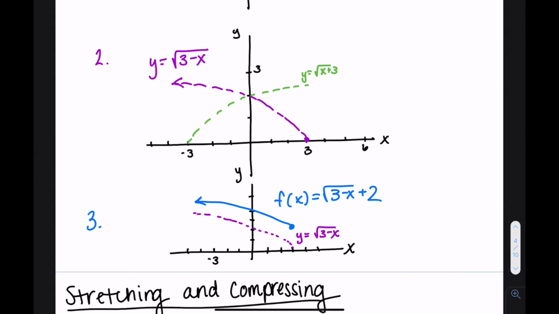So you can draw everything on the same graph if you want. If you need to take it piece by piece, feel free to do that. Get practice with whatever you're comfortable with.